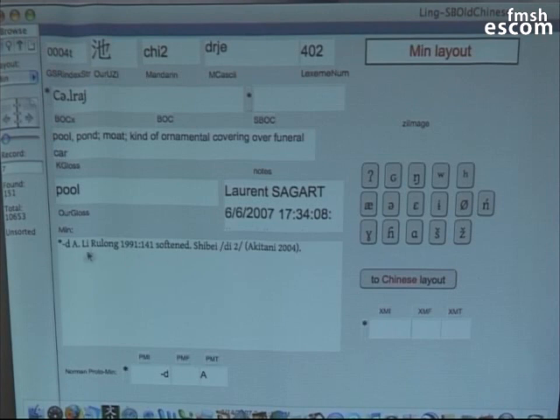In the Shibei dialect, this word for pool, which in Middle Chinese is drje, is reconstructed in Min with a softened D. And one of the reasons is this, that in Shibei, you have a contrast between voiced and voiceless initial consonants, but it does not correspond to the distinction between voiced and voiceless in Middle Chinese. It cross-cuts that distinction. So it is the softened T and the softened D that give you D in Shibei. So this form here is evidence that the proto-Min initial should be the softened D.